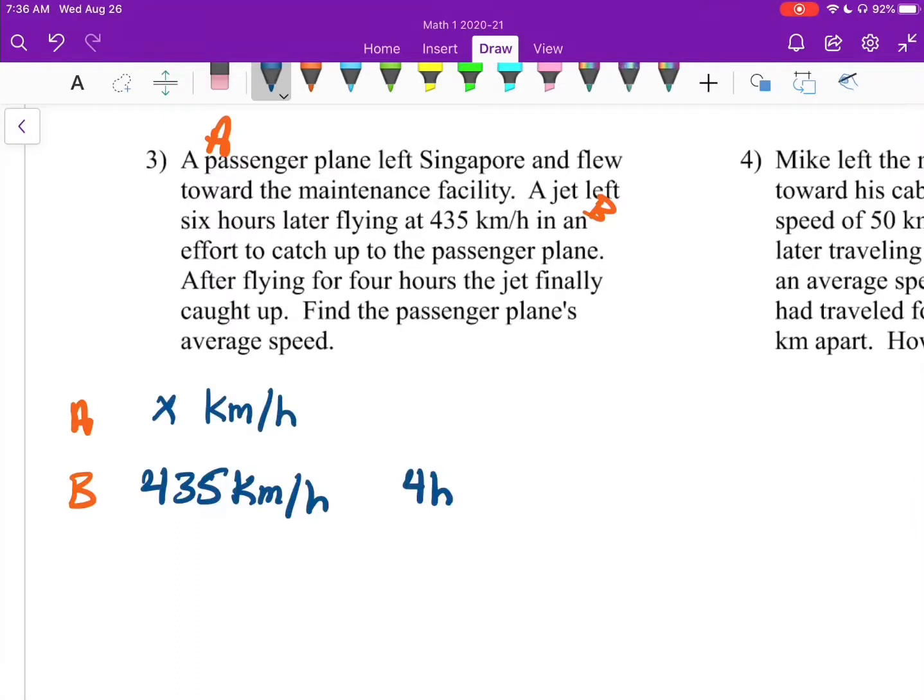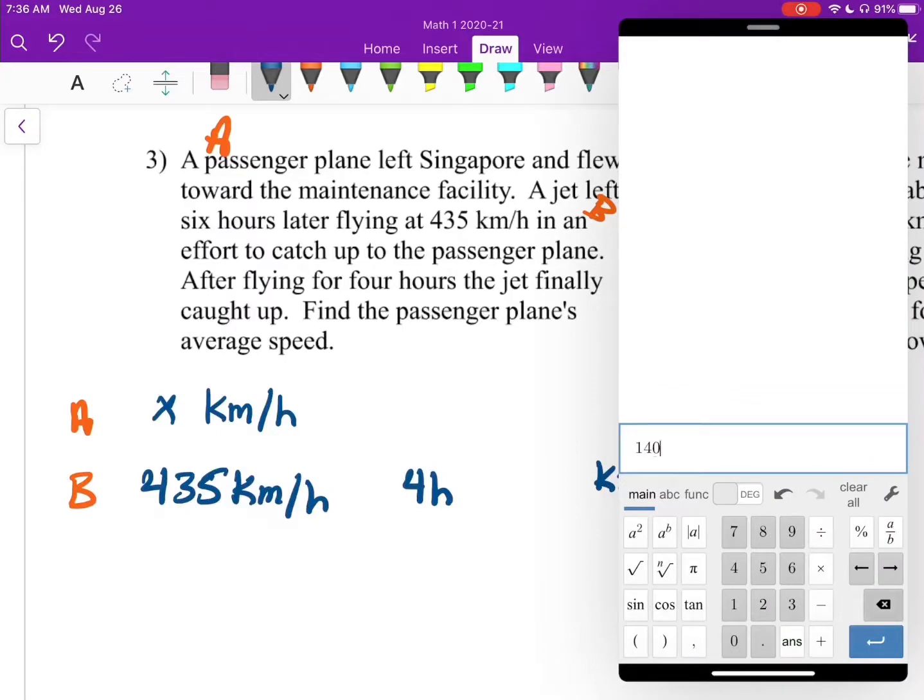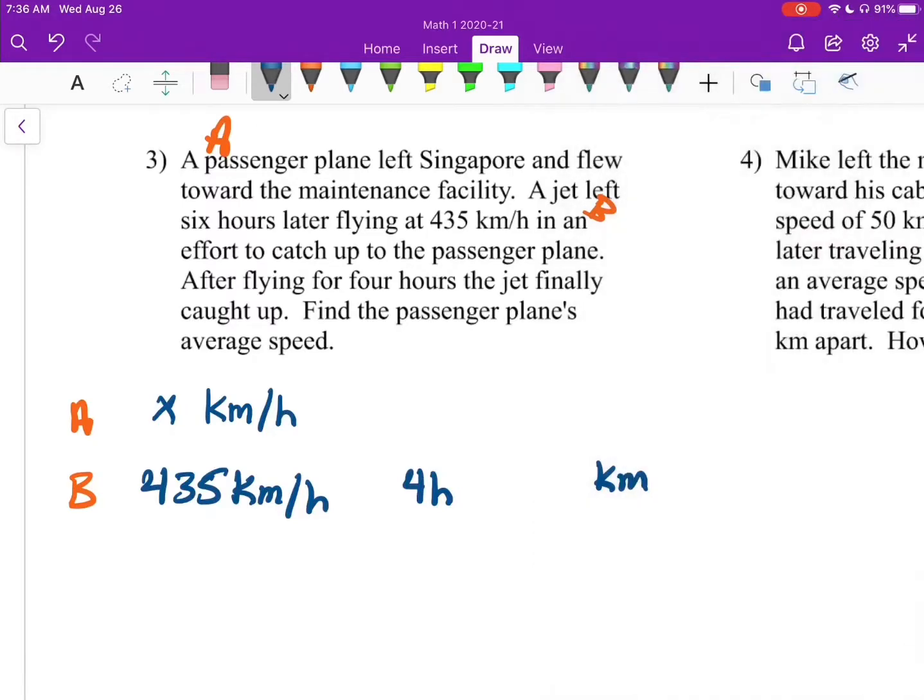Okay, let's start off by finding the distance. We'll find how many kilometers we were. So we could say, well, we have 435 times 4. We have 1740, so it's 1740 kilometers. So we multiplied there and we got 1740. So we know that this plane traveled 1740 kilometers as well.